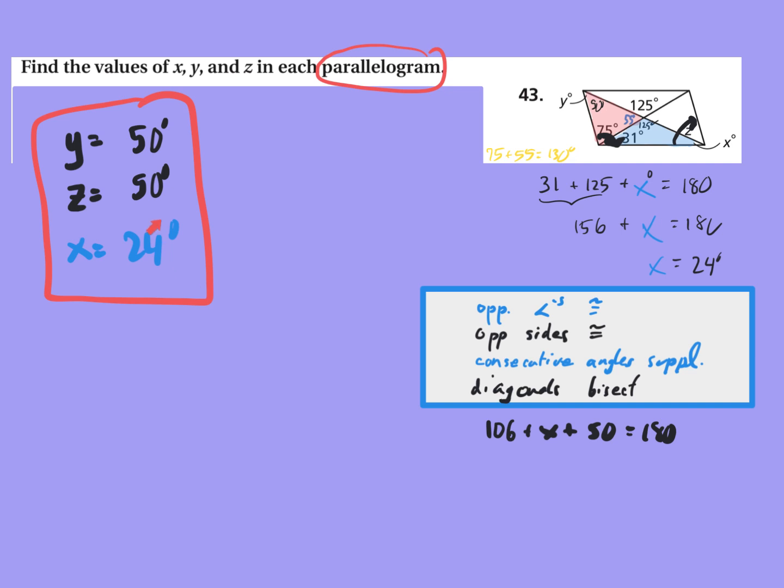And of course, z we already knew was 50 degrees. So again, 106 plus x plus z, 106 plus x plus 50 is 180. And we have 156 plus x, so we're in the same place. It was just another way of looking at this problem.